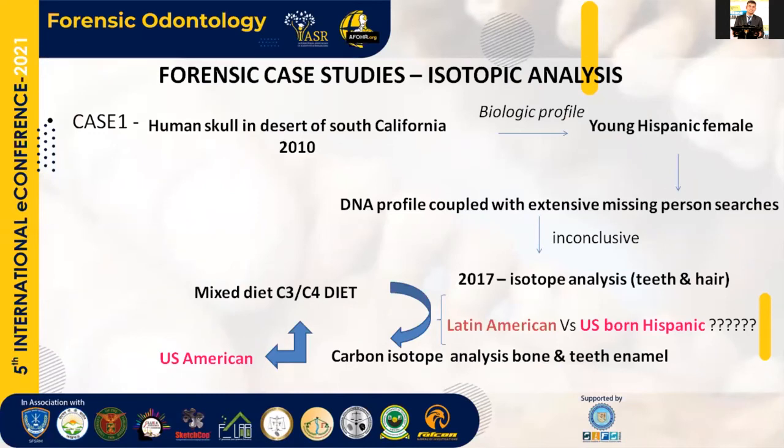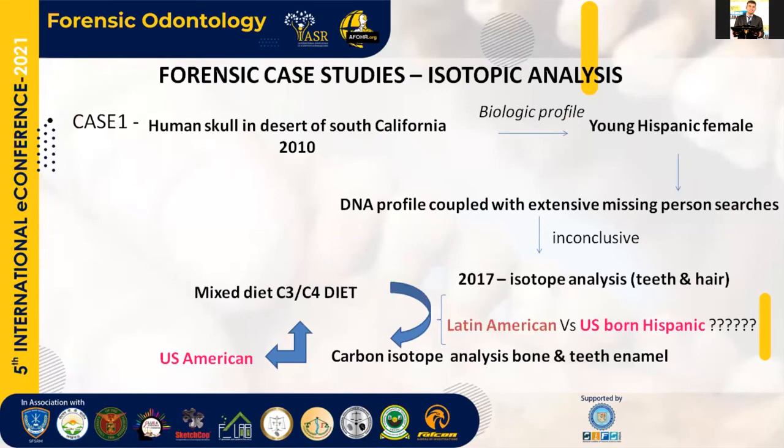The DNA profiling was done, coupled with an extensive missing persons search, but it was not conclusive. It was further submitted to the investigators in 2017 for isotopic analysis of the teeth and the bone. So the investigators had one question in mind: determining the travel history of that particular individual. They were not sure whether the decedent was Latin American or US born. So what did they do?